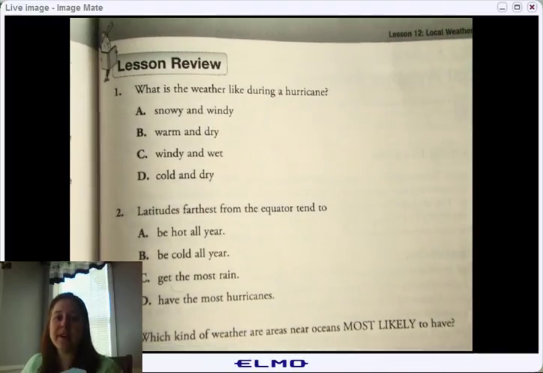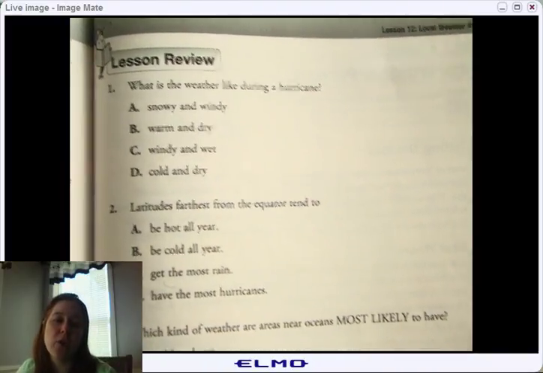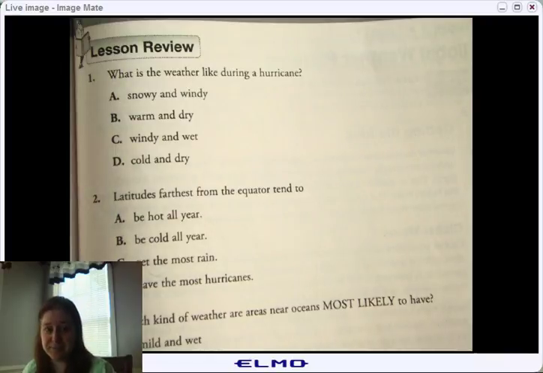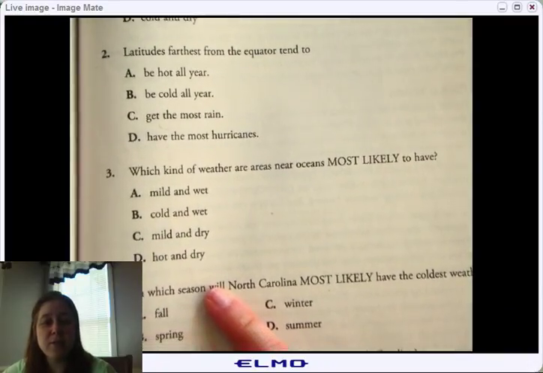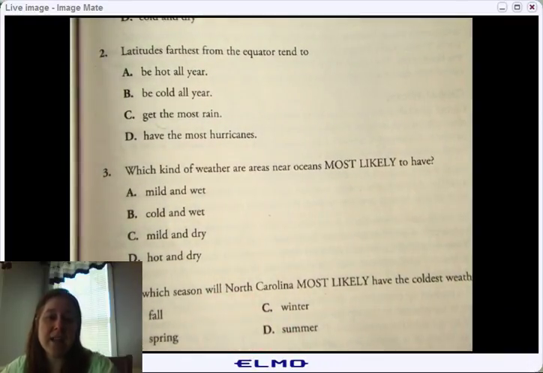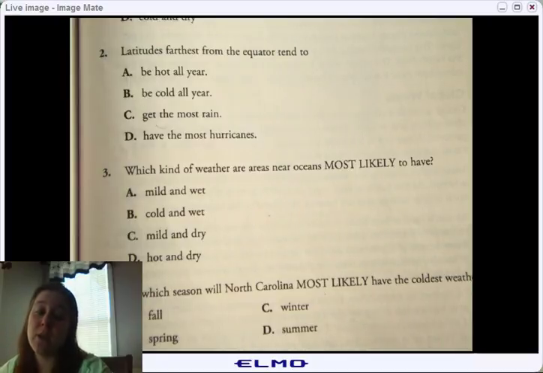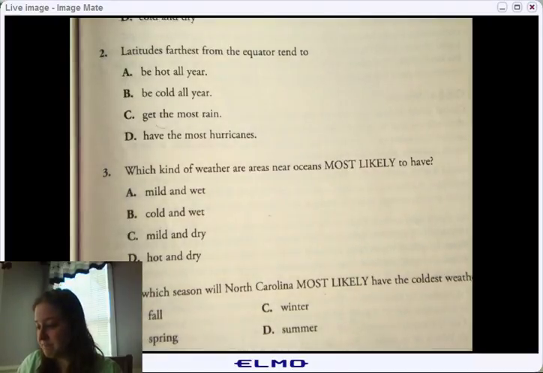Okay, so we are going to go over here to our questions. What is weather like during a hurricane? Snowy and windy, warm and dry, windy and wet, or cold and dry? Number 2, latitudes farthest from the equator tend to be hot all year, cold all year, get the most rain, or have the most hurricanes. Latitudes farthest from the equator. Farthest.